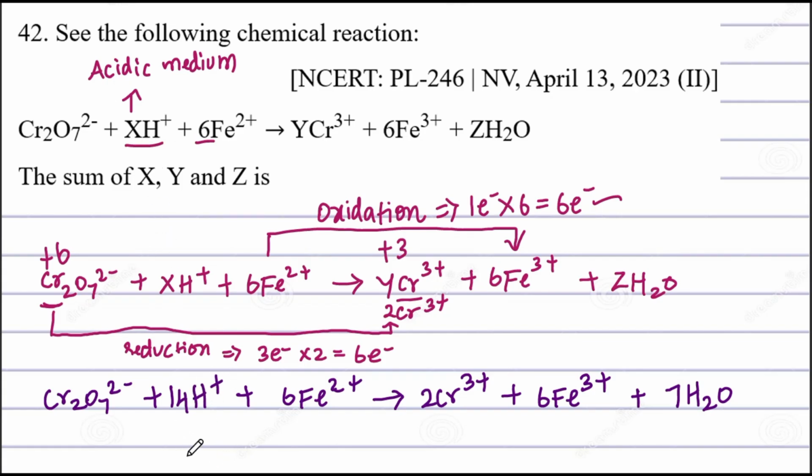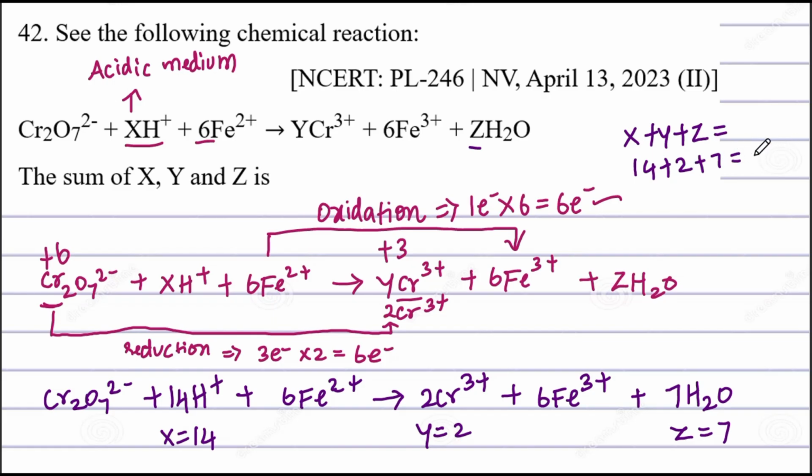So now what is the value of X? The value of X is 14. Then the value of Y is 2. Then the value of Z is 7. Question is the sum of X, Y and Z. So the sum of X plus Y plus Z is equal to 14 plus 2 plus 7 is equal to 16 plus 7, that is 23. So the answer is 23.